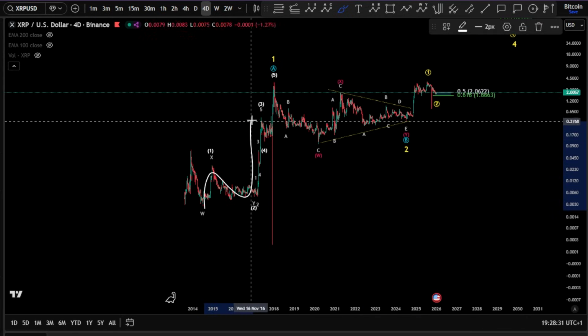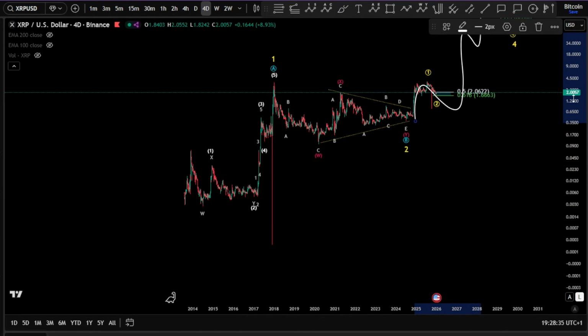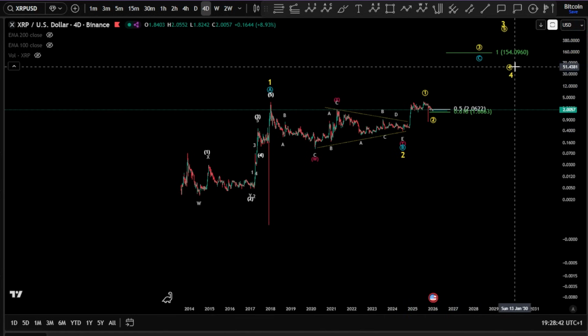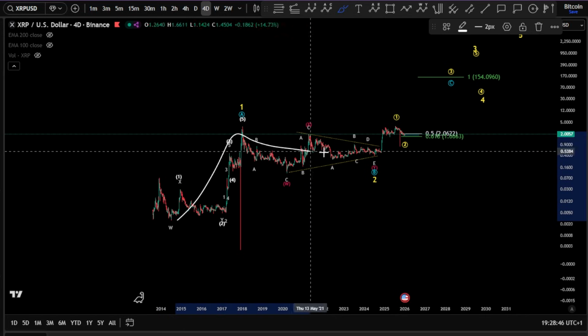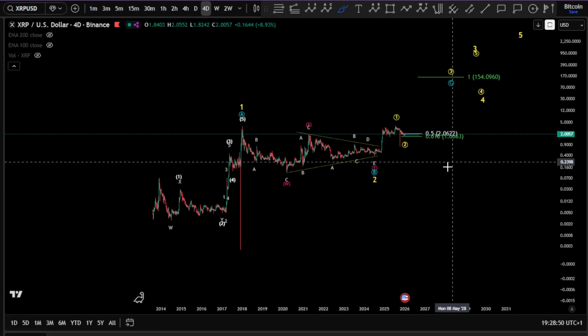So what I'm expecting for XRP is that this wave here has to repeat itself in there. We already got the 1-2 right now, and we're looking to push for higher here to reach at least the 1-to-1 fib level as an ABC zigzag, and looking for the $154.